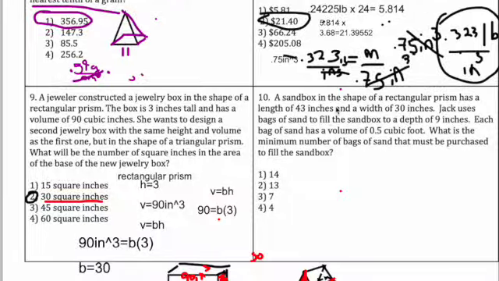Okay, so a sandbox in the shape of a rectangular prism has a length of 43 inches and a width of 30 inches. Jack uses bags of sand to fill the sandbox to a depth of 9 inches. Each bag of sand has a volume of 0.5 cubic feet. What is the minimum number of bags of sand that must be purchased to fill the sandbox?